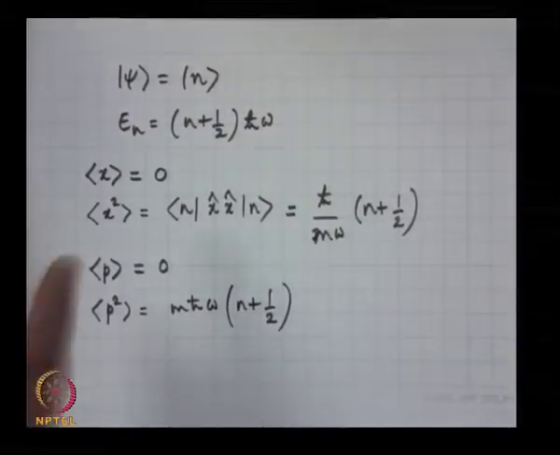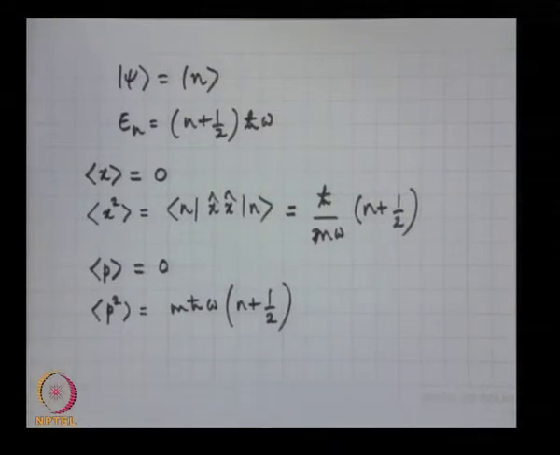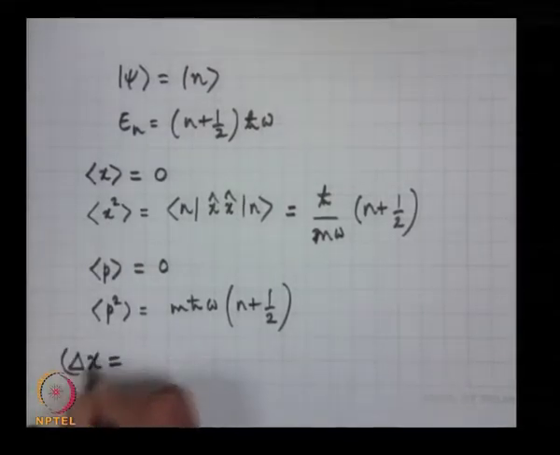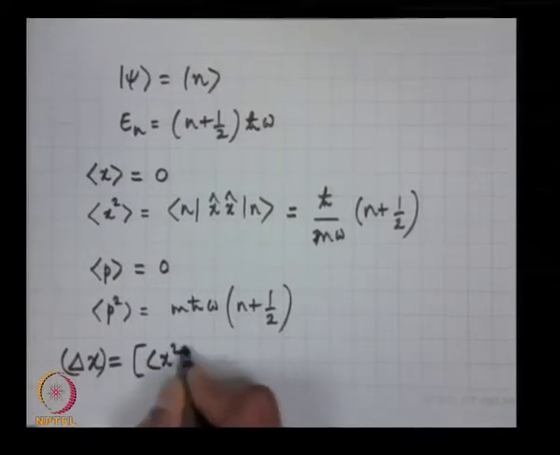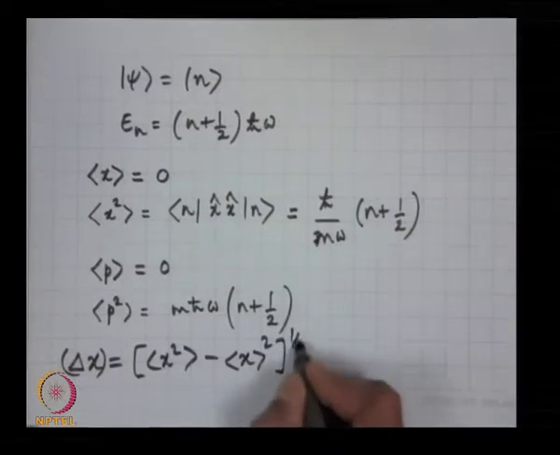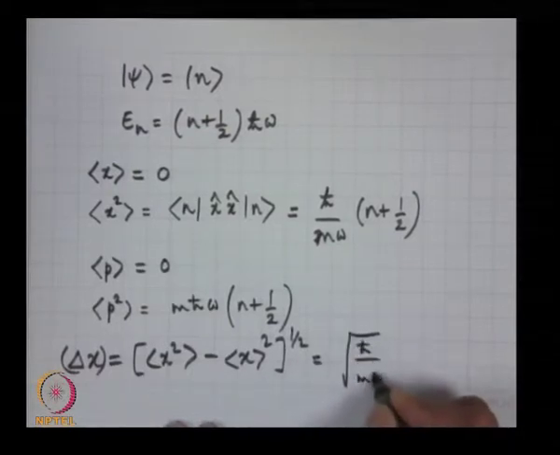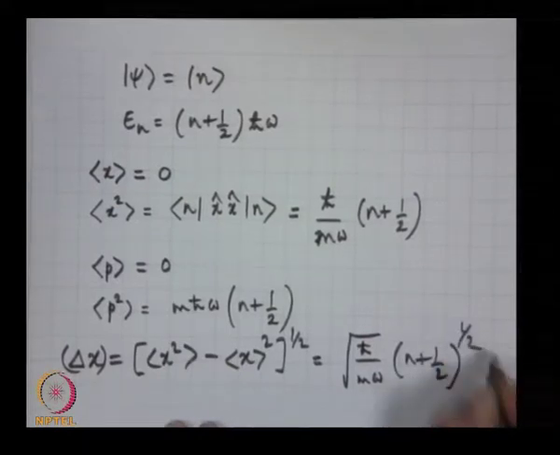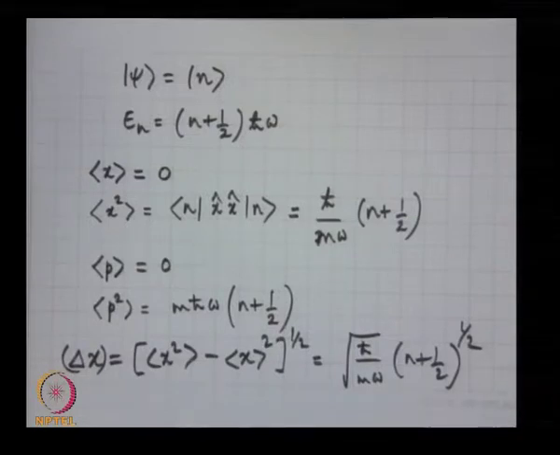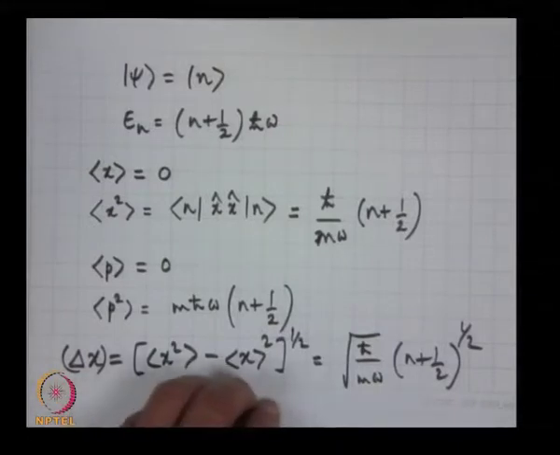As I mentioned yesterday, the energy eigenstates have well-defined energy, and the phase of the oscillator is completely undetermined. That is why when you take an expectation value from an ensemble of systems, you will get a value of 0. Recall that we defined the uncertainty in x as the square root of x squared average minus x average squared. Because x average is 0, this is simply the square root of h cross by m omega into (n + 1/2). The uncertainty in the position of the oscillator in the nth eigenstate is the square root of h cross by m omega (n + 1/2).